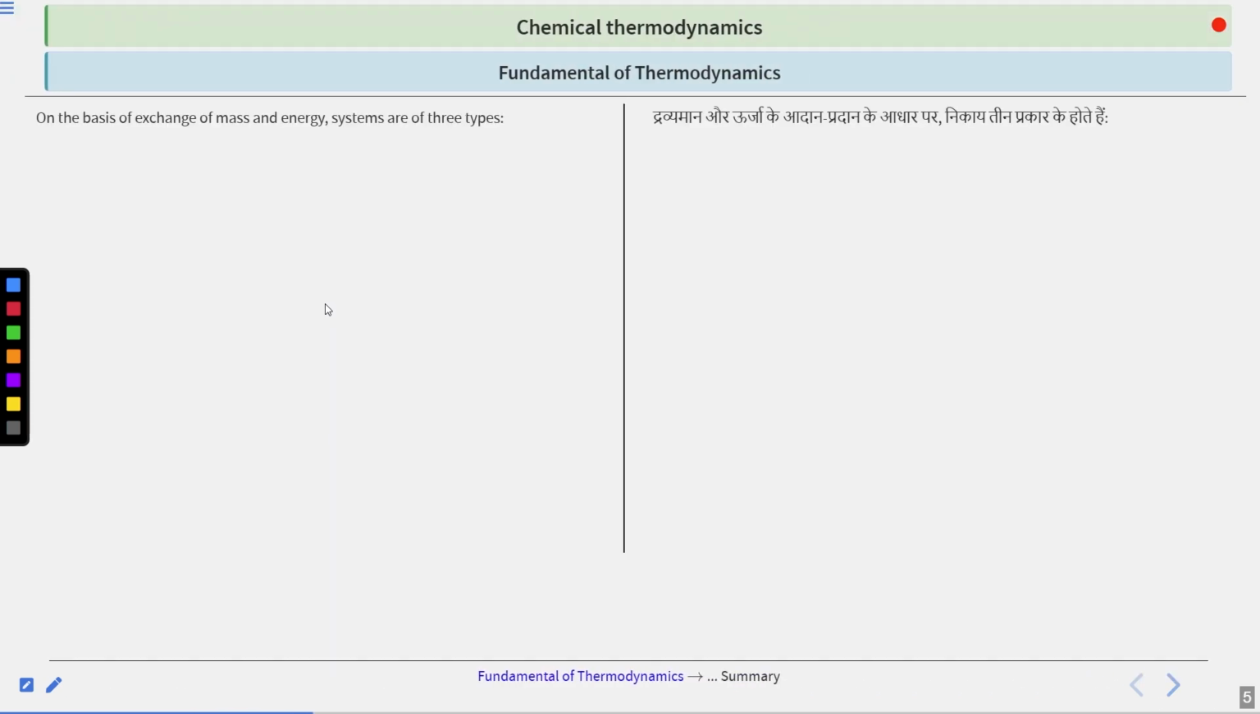On the basis of mass and energy exchange, systems are again classified into types. We will see whether a given system is able to exchange mass, meaning whether the molecules are going in or out or not, and whether the energy being released by the system is going to the surroundings or not. Keeping these two exchangeable properties in mind, we will move on to the types.